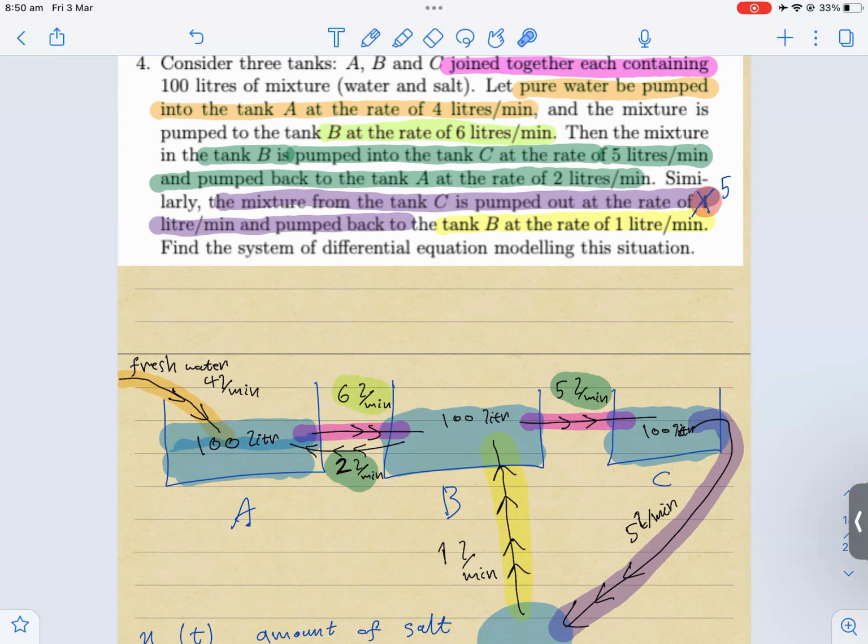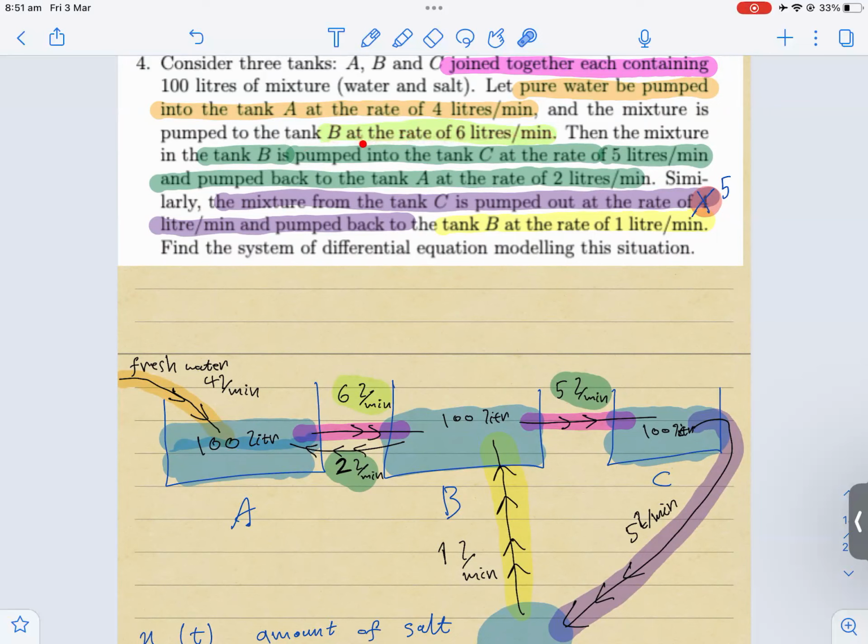The other highlighted one is the fresh water coming inside to tank A. This is the corresponding column: fresh water, 4 liters per minute. The concentration of the fresh water is 0, because it doesn't have salt.